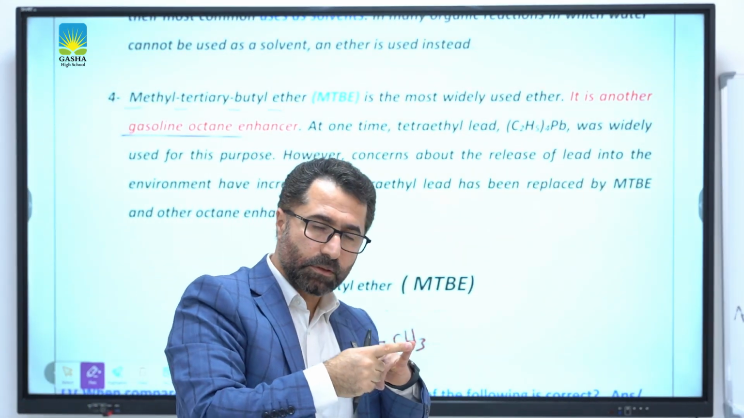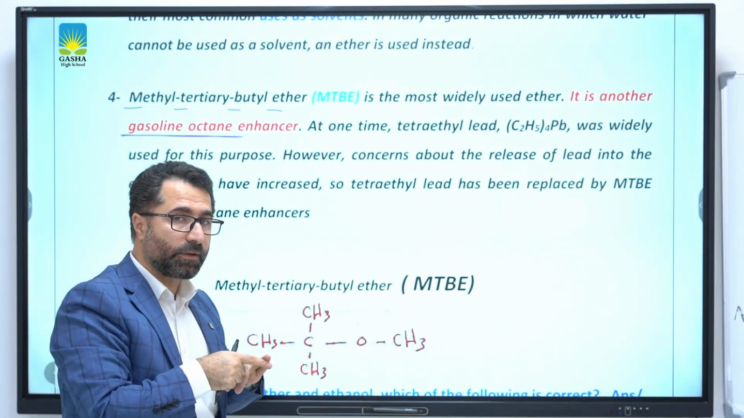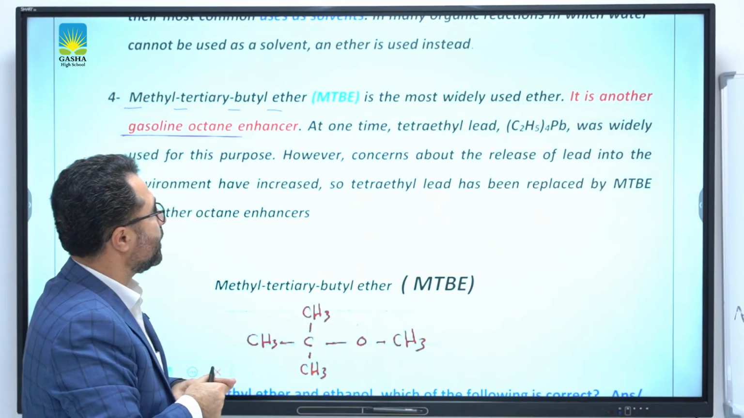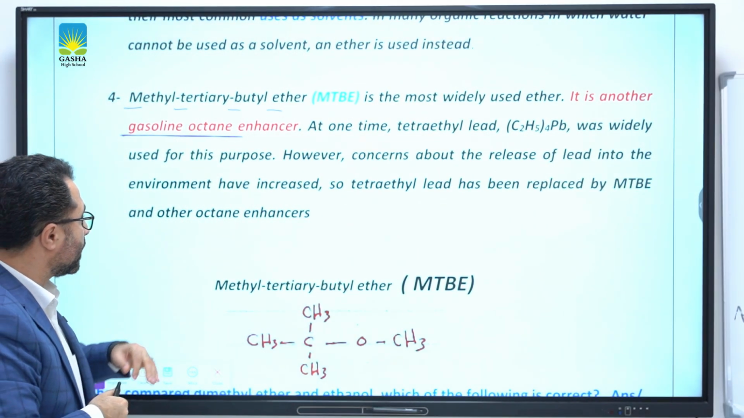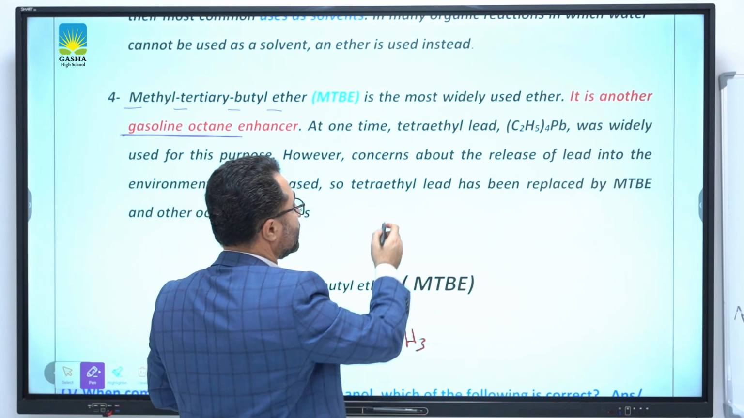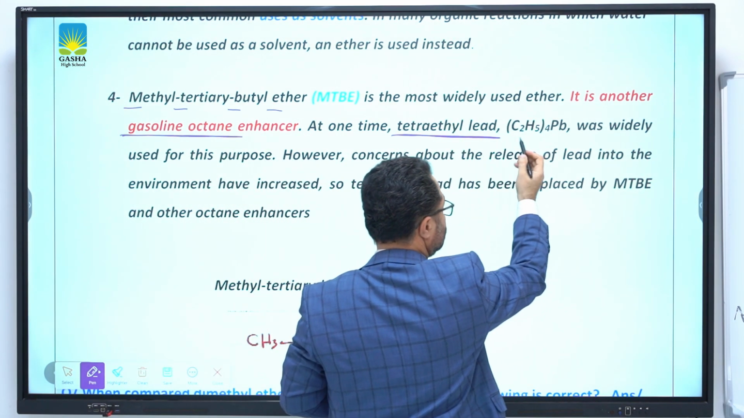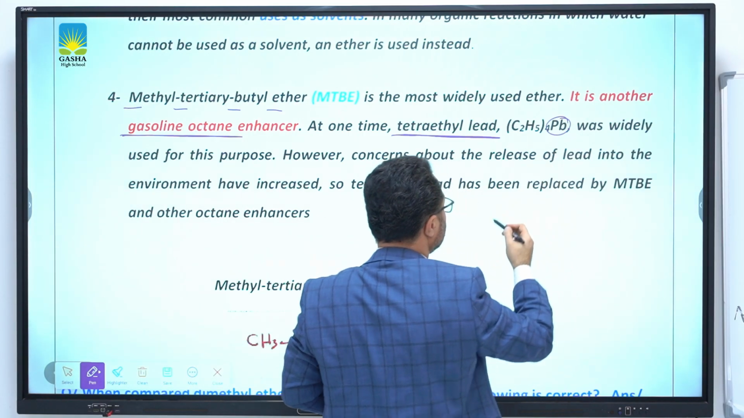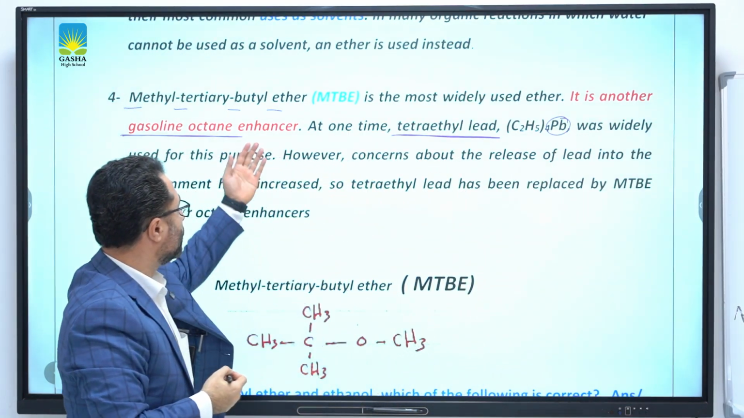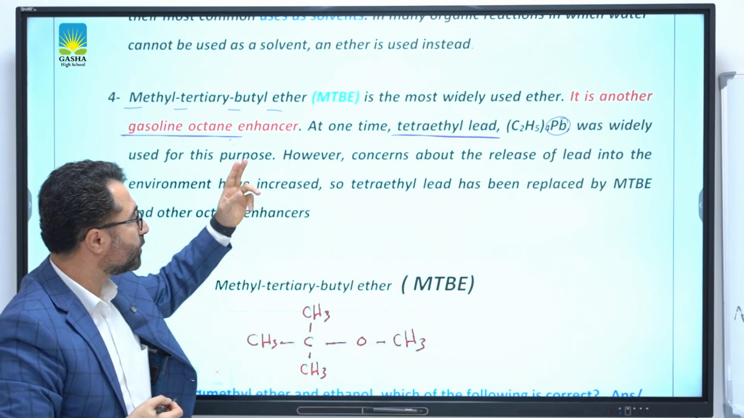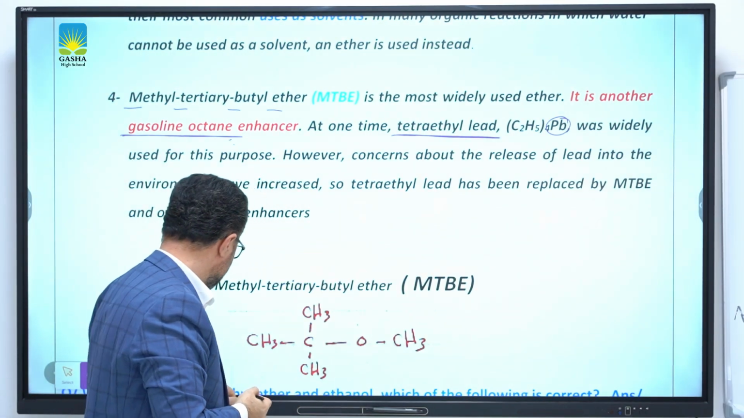The first one is what? Isooctane. The second one is ethanol, and the third one is MTBE. We can use it instead of tetraethyl lead. When it's burned in exhaust, it produces PbO2, which is toxic. So we use MTBE instead of tetraethyl lead.